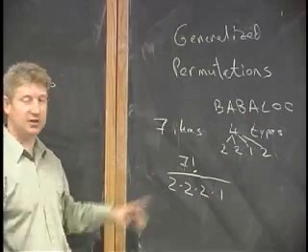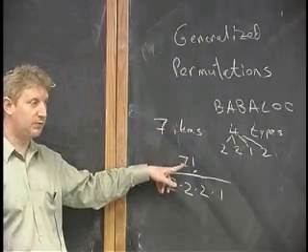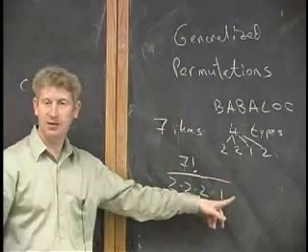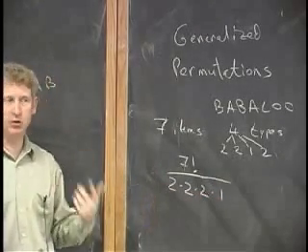All you do to solve this problem is take the number of items, calculate the total number of permutations, and divide by the product of all the cases that get counted multiple times.